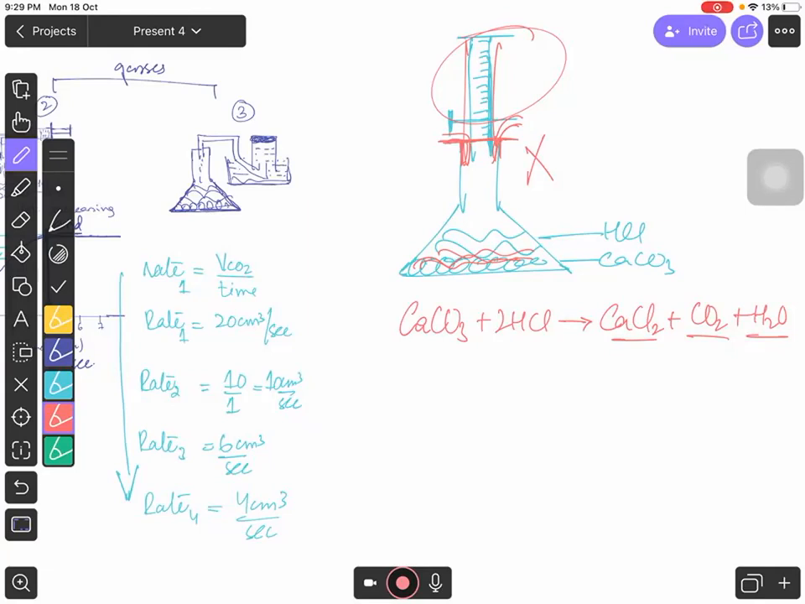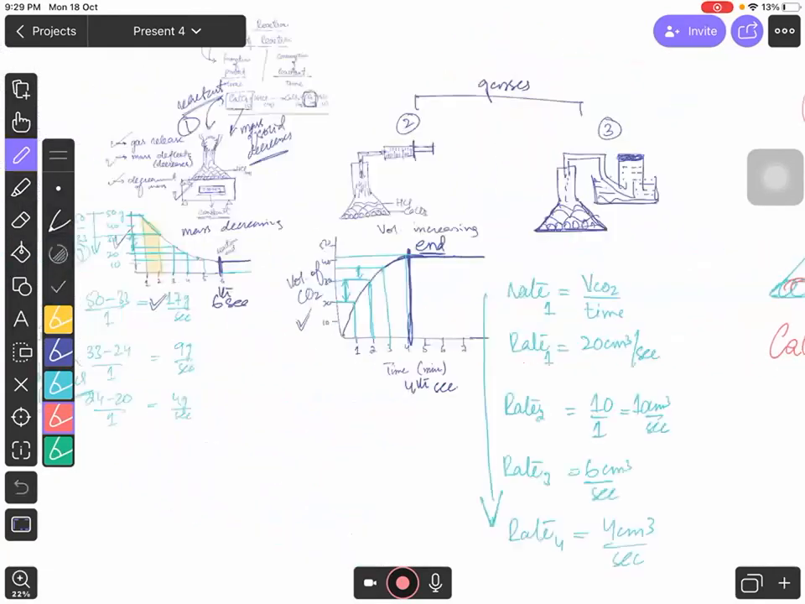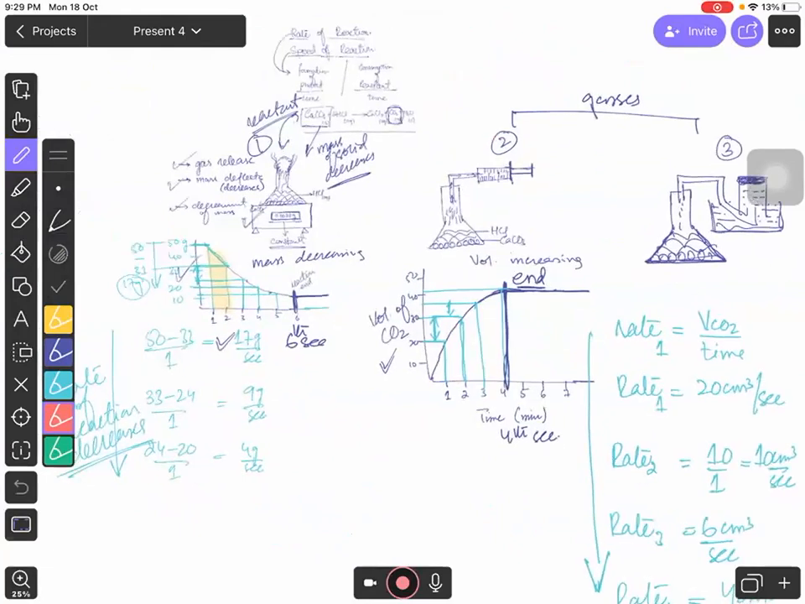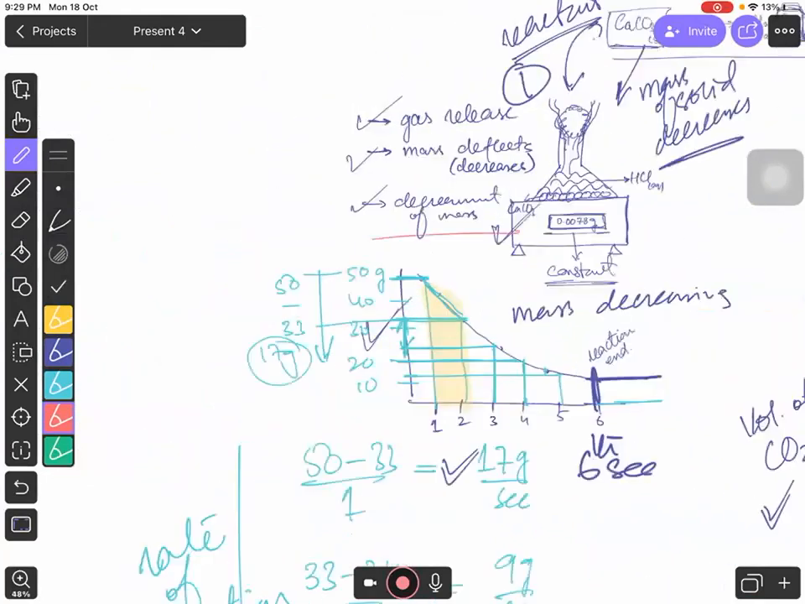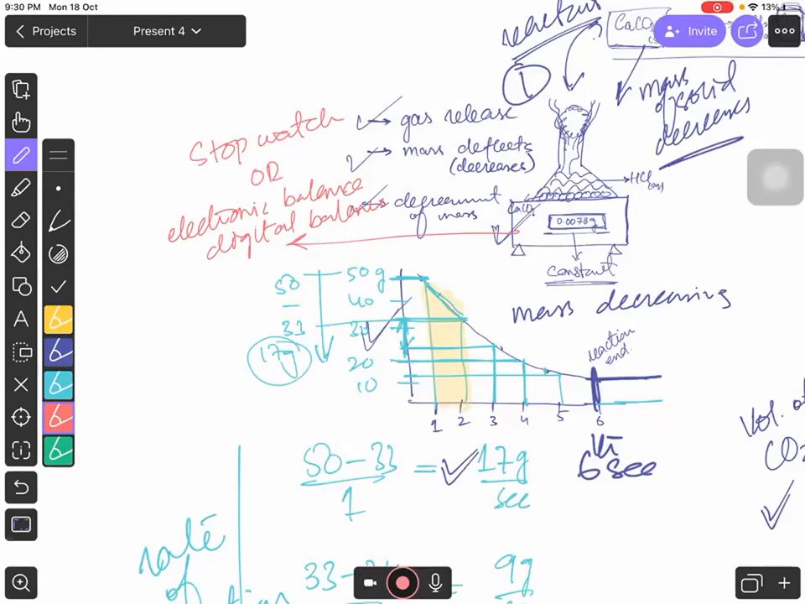Okay, so this point is for your remembrance. So you can easily remember that we can find out the rate of reaction by using what? Electronic balance. You can say electronic balance, or you can say digital balance. You can use a digital balance or electronic balance to find out the rate of reaction, along with a stopwatch. Stopwatch is very important to find out the time, right? These two apparatus are very important for the rate of reaction.